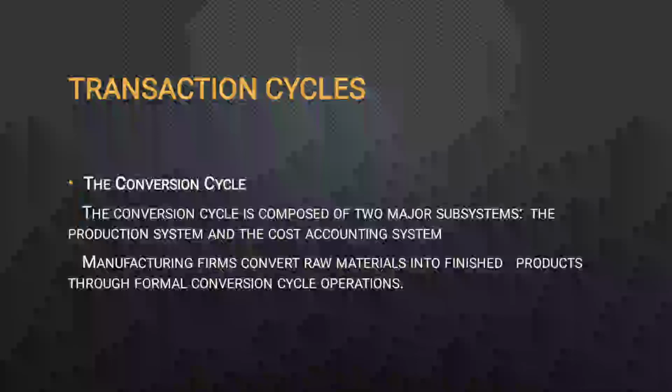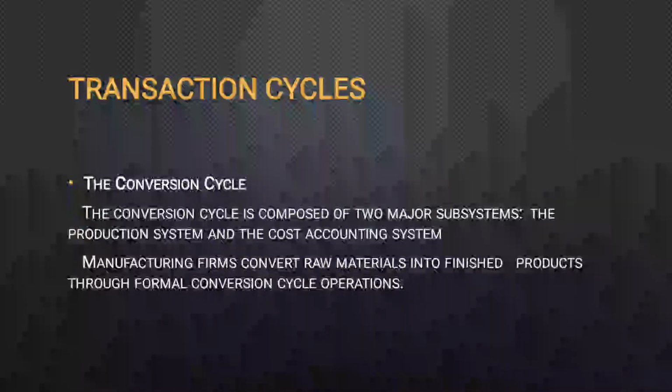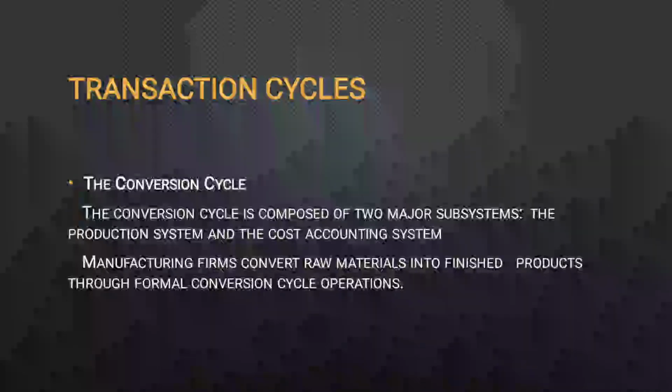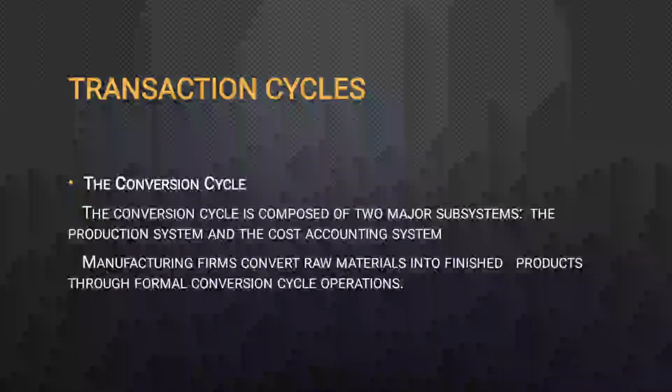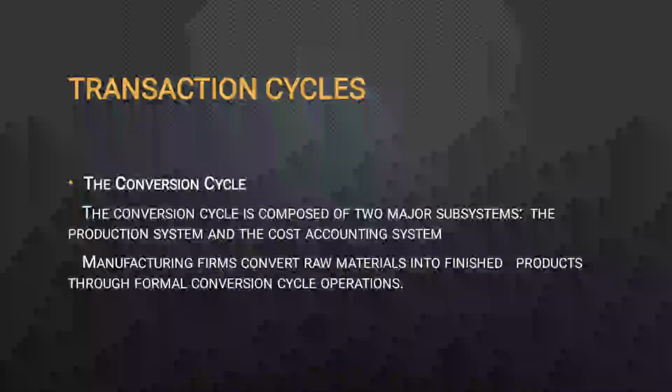So manufacturing firms convert raw materials into finished products through formal conversion cycle operation. So yung example ko dito is about doon sa input and output process. So sa input, doon pumapasok yung mga raw materials, then pupasok siya sa conversion process, then pupunta siya sa output bilang finished product.